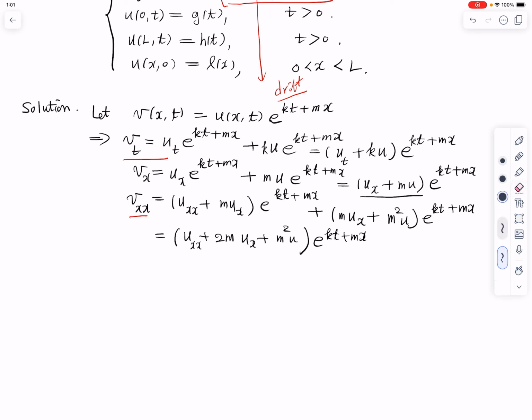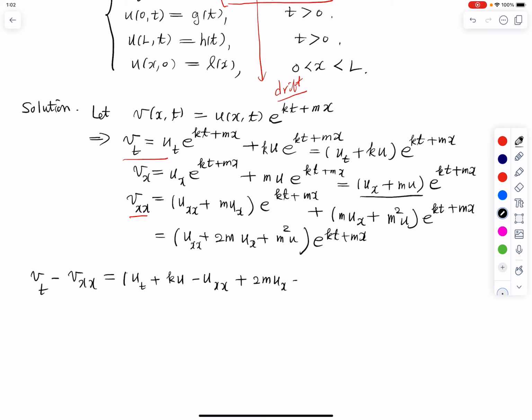Let's simplify: v_t minus v_xx. Let's compute. v_t is (u_t + k u), and then minus (u_xx + 2m u_x + m² u), all times the exponential e^(kt+mx). That's what I have.